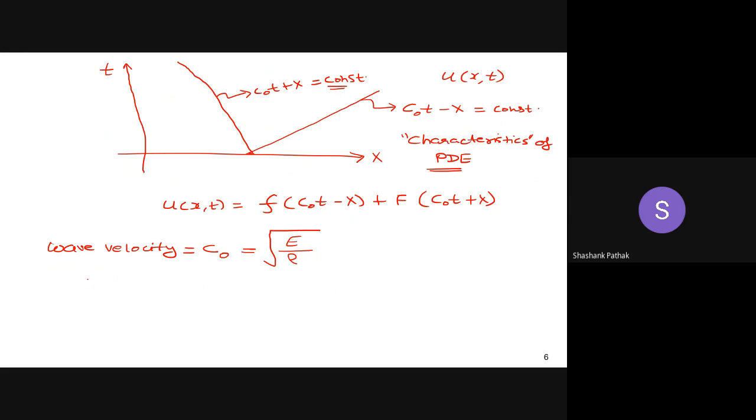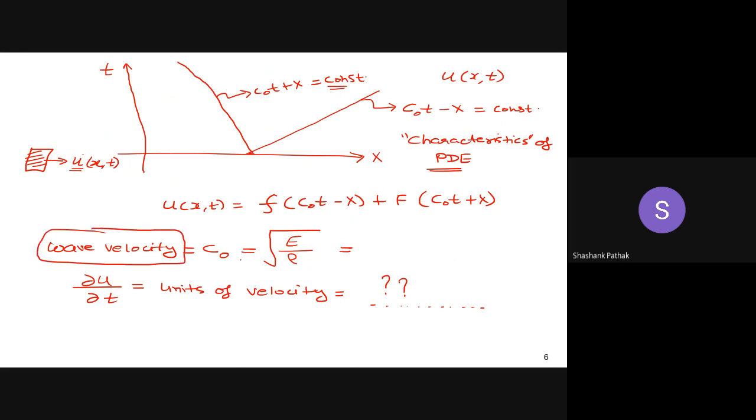Now my question is, can someone tell me what is del u by del t? What was u? We took this infinitesimal element, right? The displacement of this element was u, which is a function of x and time. If we differentiate this u with respect to time, u is displacement and t is time, so this will have the units of velocity. So what is this velocity? Here we already have wave velocity, and this is another thing that is now coming into the picture. Can someone tell what this velocity is?